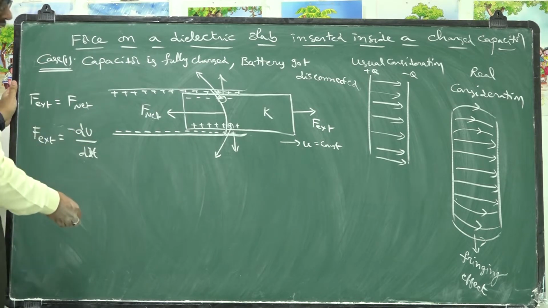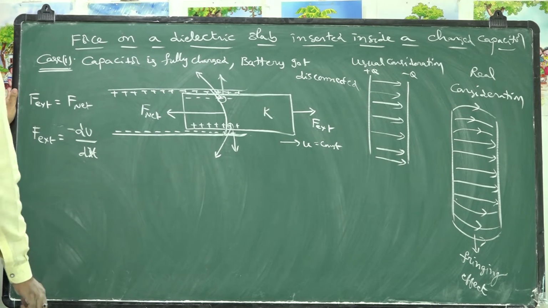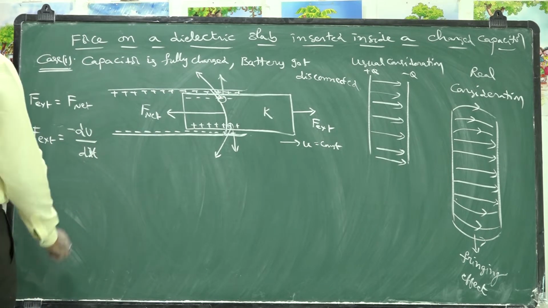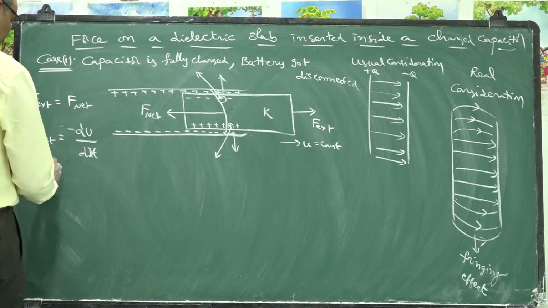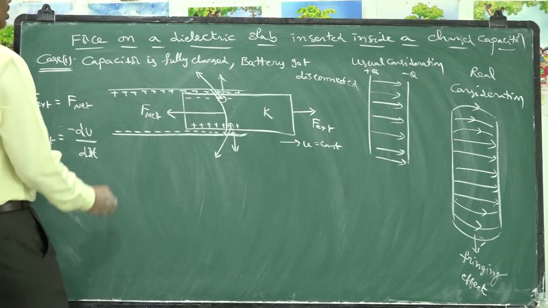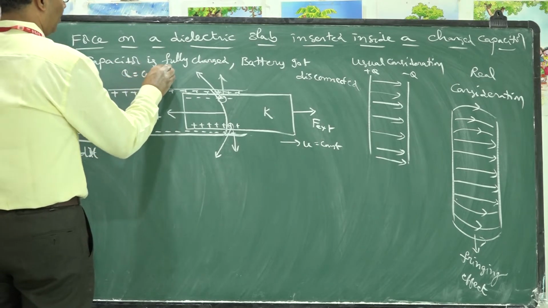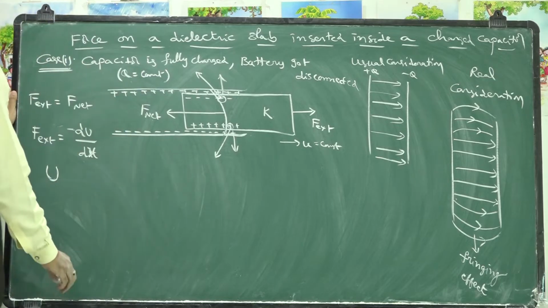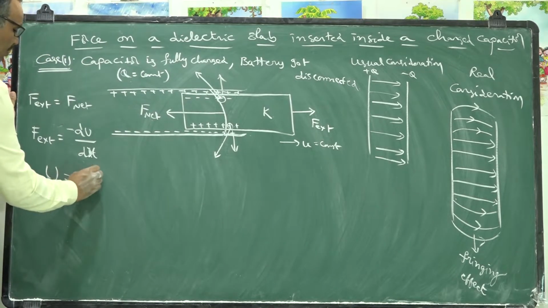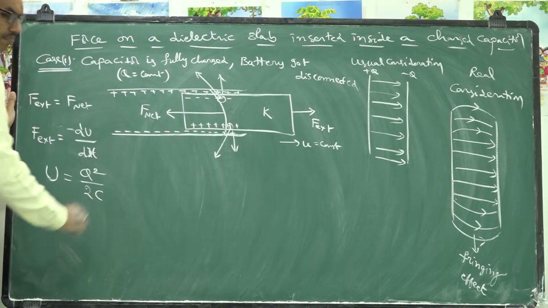Force is the negative gradient of potential energy. Gradient means derivative with respect to distance. And how to calculate potential energy? As the battery got disconnected, the capacitor is fully charged and the charge remains constant. Therefore, potential energy can be calculated by using Q square by 2C.